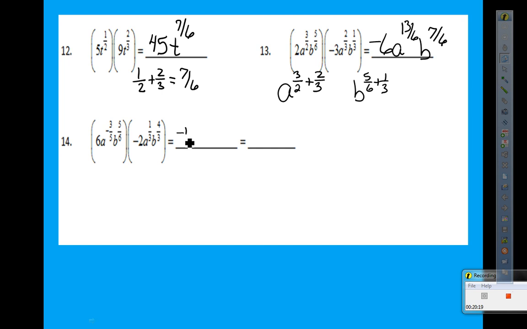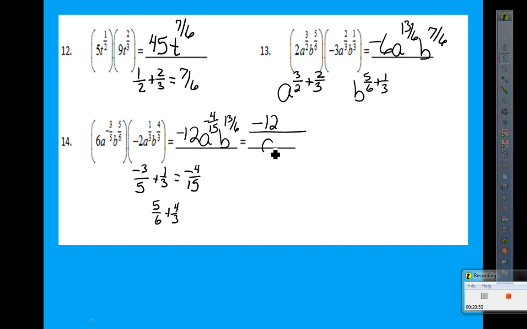Here's my number 14. 6 times -2 is -12. A to the -3/5 plus 1/3. If you type that in, you're going to get -4/15. So I hope that you realize that's got to go to the denominator here in a second. And then I'm going to go B. So I'm going to go 5/6 plus 4/3 and get 13/6. Ending answer, -12. There's a negative exponent, so it goes down here. That B has a positive exponent, so leave it up there.